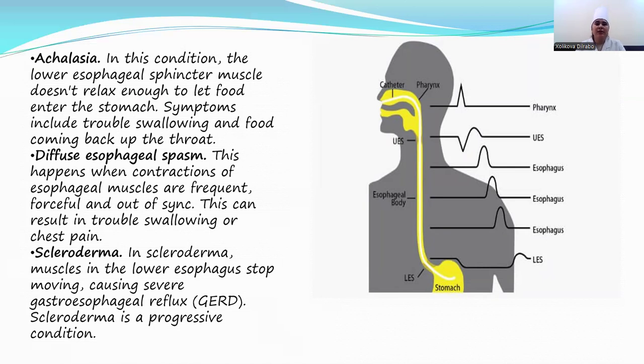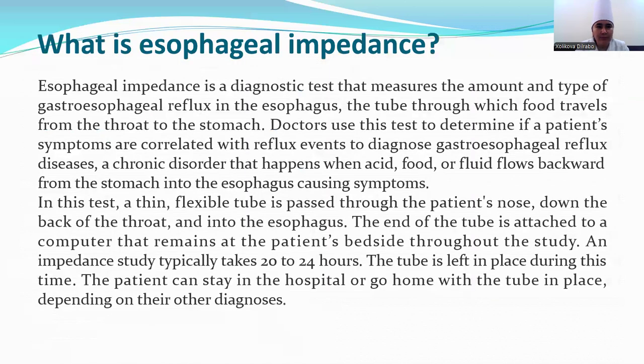This can result in trouble swallowing or chest pain. Next syndrome is scleroderma. In scleroderma, muscles in the lower esophagus stop moving, causing severe gastroesophageal reflux. Scleroderma is a progressive condition.